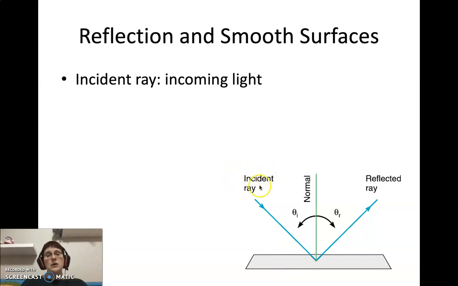We've got what we call an incident ray. Again, that's the incoming ray. We saw before incident light. Incident is incoming.